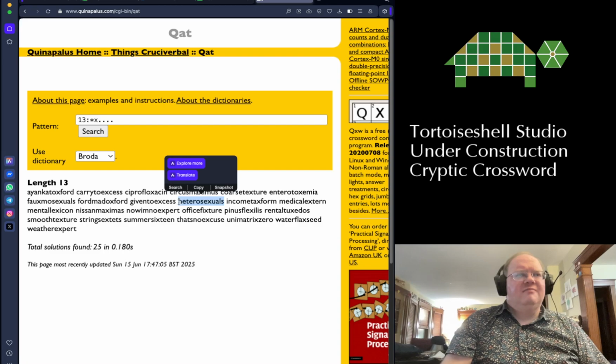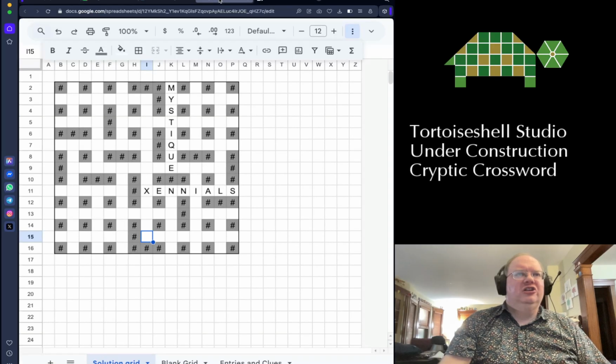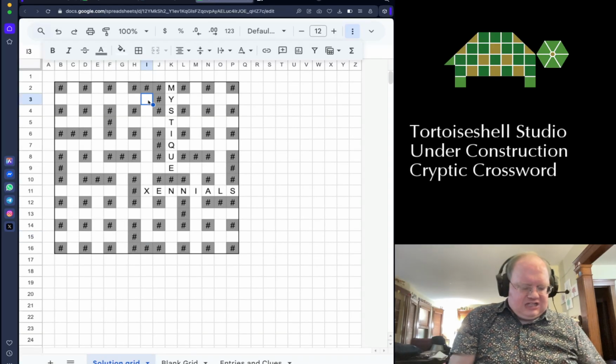I see some wordplay options for heterosexuals. You have rose in the middle. Also, with the other connotation of straight man, you could potentially have some misdirection in the clue. So let's go with that.